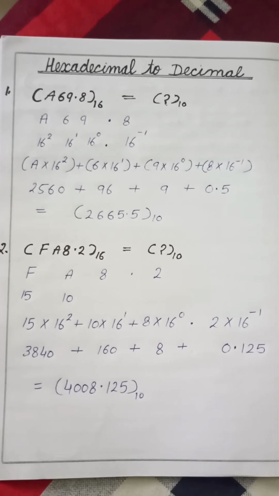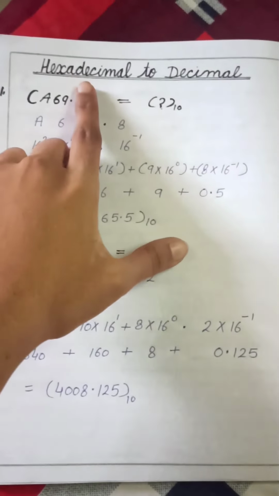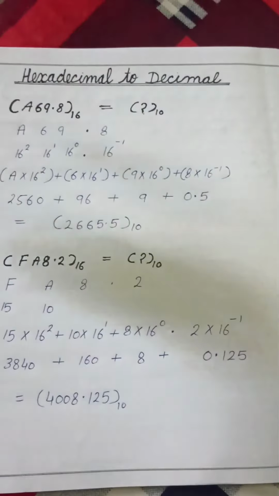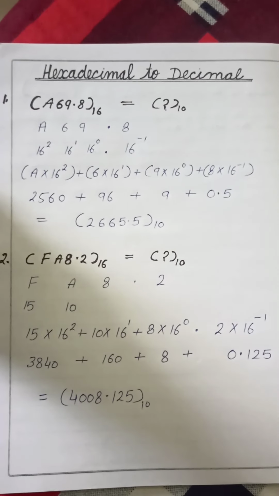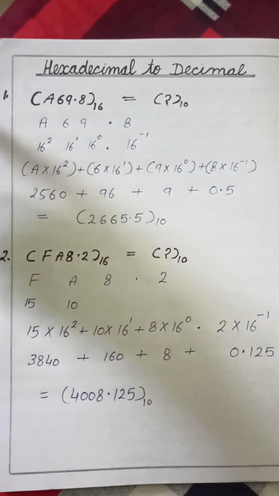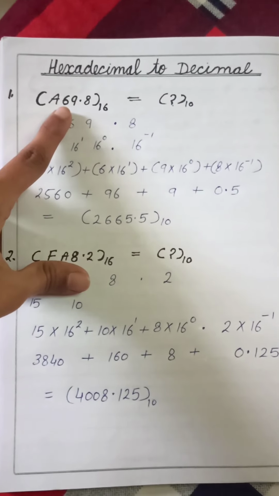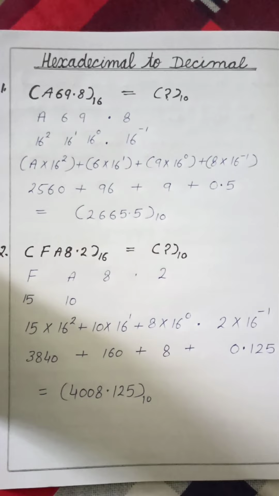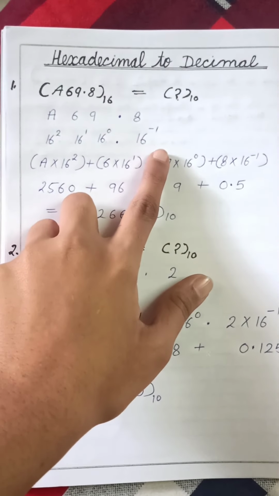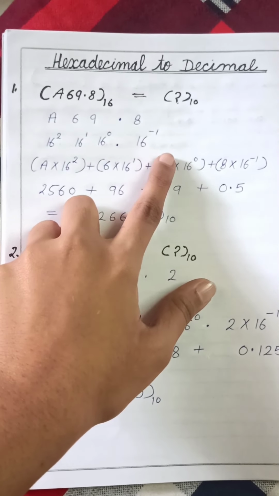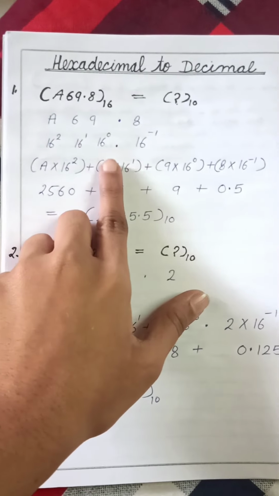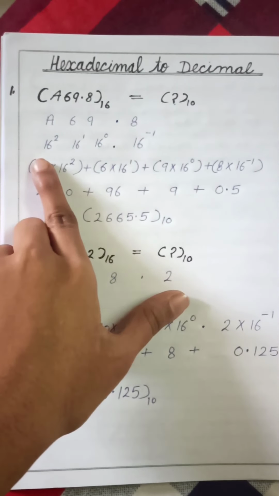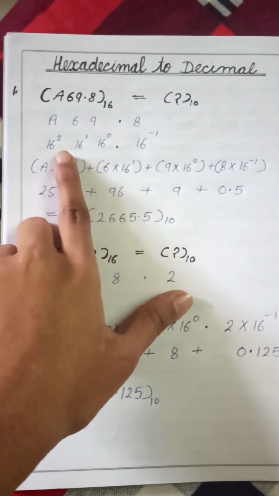Let's begin today's topic, that is hexadecimal to decimal conversion. To give you an idea, let us consider this example. This is a hexadecimal number and we have to convert it into decimal. So, after the decimal point, multiply with decreasing powers of 16, and before the decimal point, multiply with increasing powers of 16.